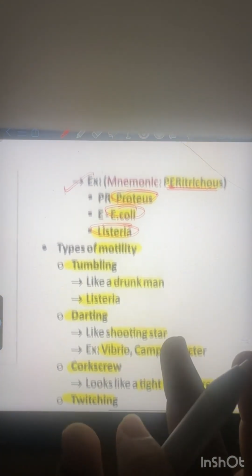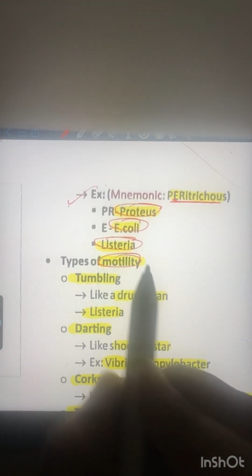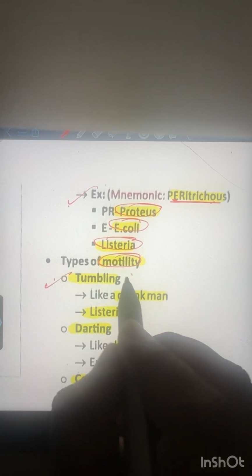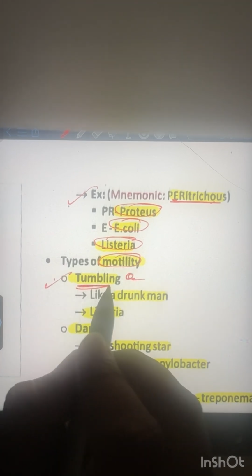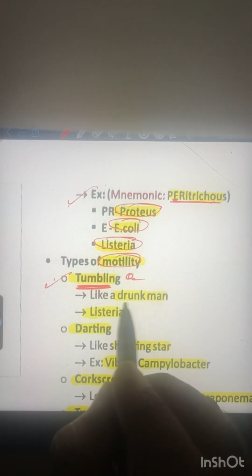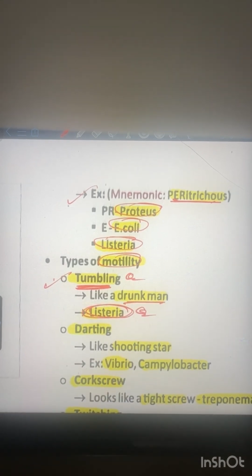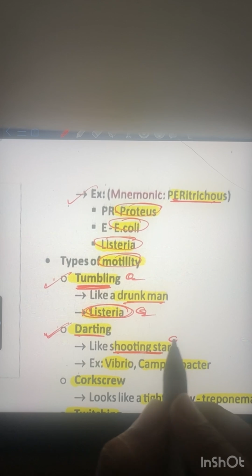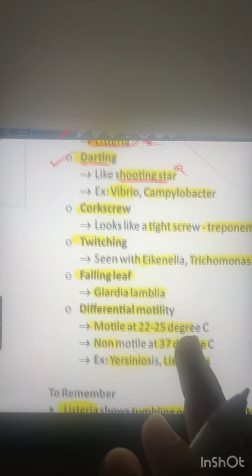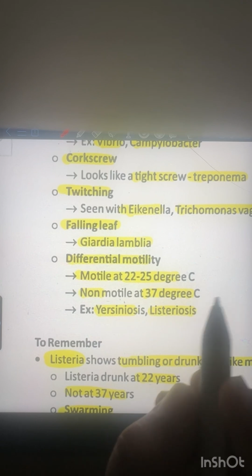Firstly, I want to start from this one, that is differential motility. Differential motility is a question that was asked in the INI-CET 2023 exam that was conducted in the month of May. And differential motility tells you that there is one organism called Listeria and there is one organism coming under the family of Yersiniosis, and they tend to show you a differential motility. Means that they will show you a motility at a low temperature of 22 to 25 degree, they are going to be motile. However, if you put them at a higher temperature of 37 degrees centigrade, they are going to be non-motile. How do I learn it? Because now I will tell you that out of these, Listeria is going to have a tumbling motility.